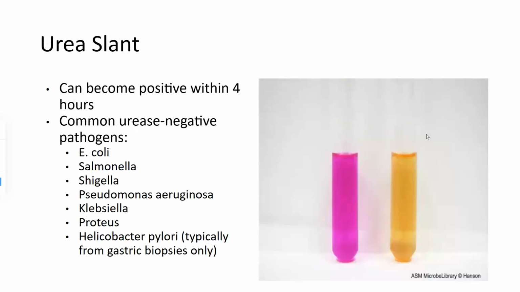The urea slant can become positive within 4 hours. So if we suspect one of those bad pathogens, we would put it on a urea slant, and this turns pink pretty quickly. So within the same shift, we would typically pull it back out and look at it, and if we see the development of any type of pink color, then we would not worry too much about it. But if it was urease negative, then those are more likely to be the scary ones.